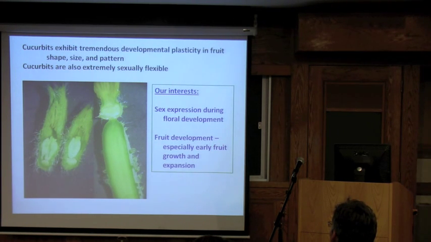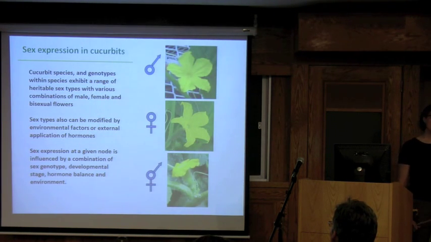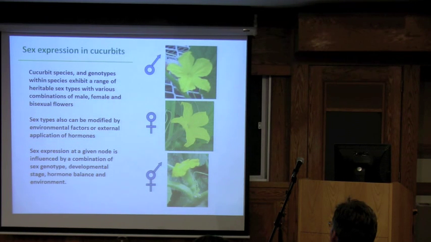So our primary interests are sex expression during floral development and fruit development, especially early fruit development, growth and expansion phases. So cucurbit species and genotypes within species exhibit a wide array of heritable sex types with varying combinations of either male or female or bisexual flowers. These underlying sex types can then be modified either by external environmental factors or the application of hormones. So if we think about sex expression at any given node along the vine of a cucurbit plant, that's going to result from the underlying genotype of the plant, the developmental stage of the plant, hormone balance, and environment.